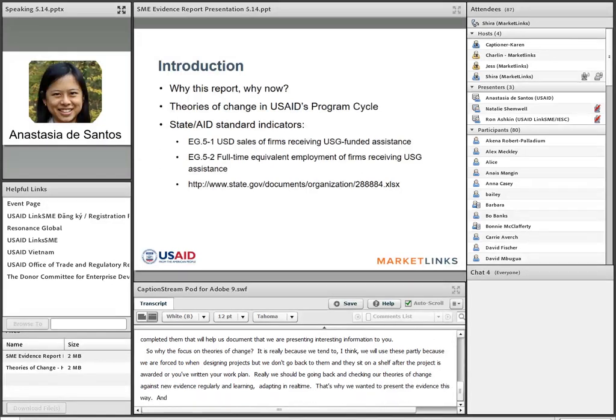And we know that with what we're going to look at, targeting continues to be a really important challenge, but we don't have enough evidence on this yet.